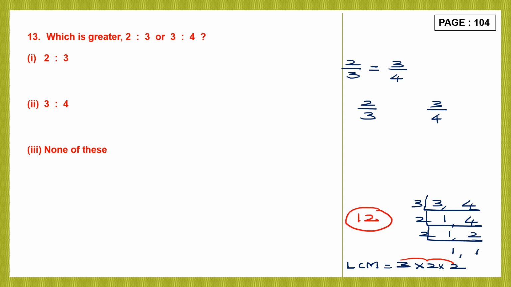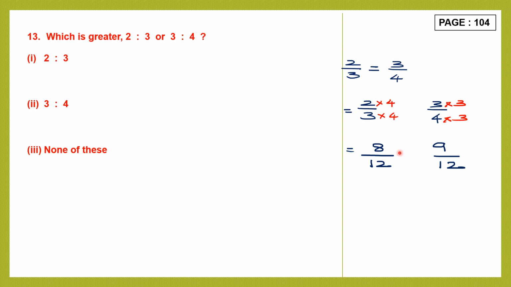So now for the first fraction here, the denominator has become 12. That is 3 into 4 is 12. So multiply 2 also into 4. 2 fours are 8. Now take the other fraction, the denominator is 12. Now 4 into 3 is 12. So multiply this also by 3. 3 threes are 9. Now they have become like fractions, 8 by 12 and 9 by 12. It's easy to say which is greater. We just have to look at the numerators. 9 is greater than 8. So this fraction is greater.